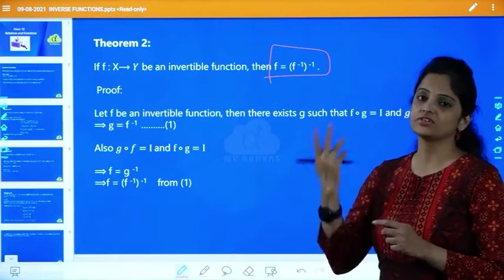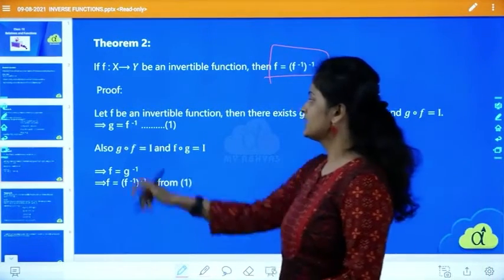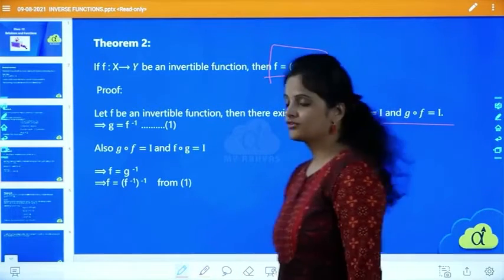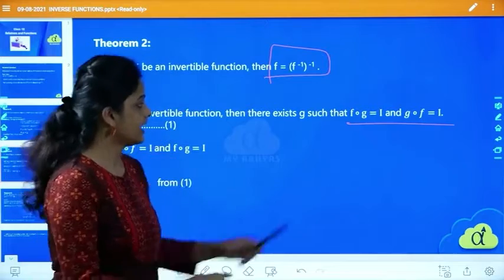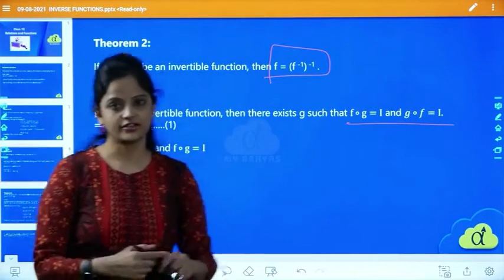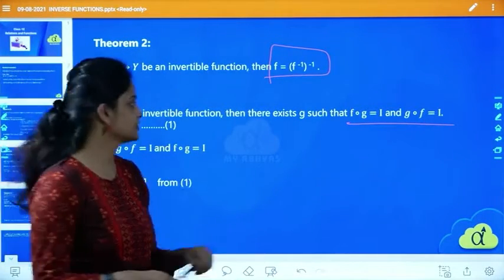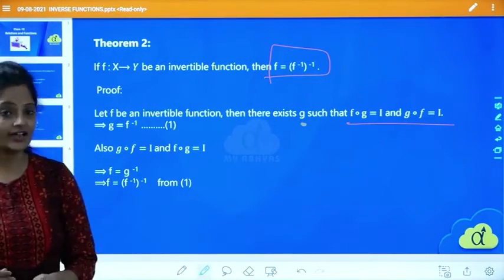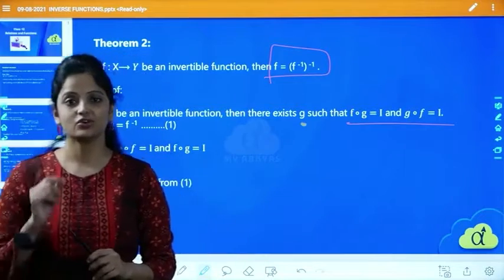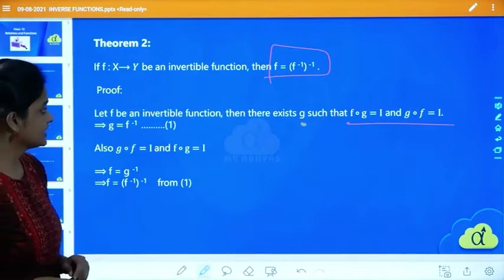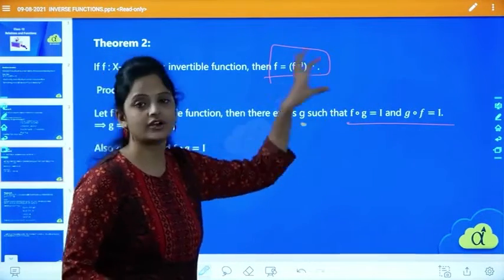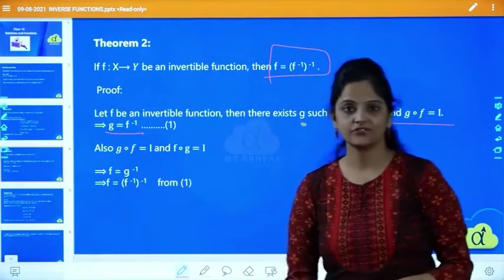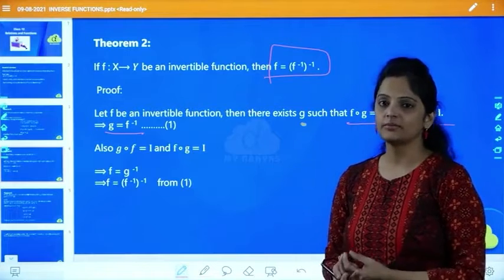F is equal to F inverse whole inverse means what will I do? I'll take F as an invertible function, then according to the definition of inverse I'll write this. F composition G is identity and G composition F is also identity function, right? Both are identity functions. There exists one G function such that F composition G and G composition F both give you identity function. Then if we know that you are getting one inverse there, I can write G is equal to F inverse, correct? Because G is what I am getting here.